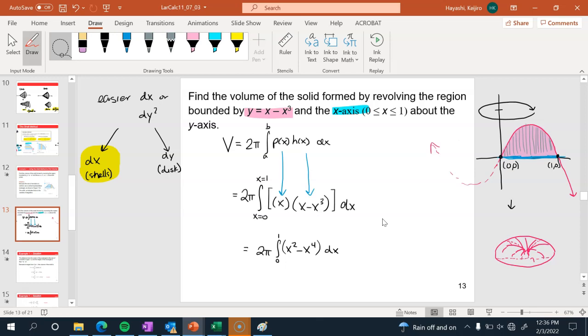So the radius is often your variable of integration, and the height is usually just the curves that bound the shape. So if we were to integrate this, that's 2 pi on the outside. X squared would integrate into x cubed over 3, and x to the 4th would integrate into x to the 5th over 5. Okay. And there's no dx, there's no integral sign, there is an evaluation bar.